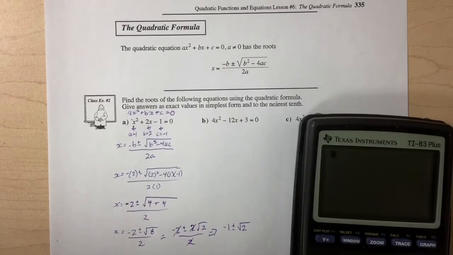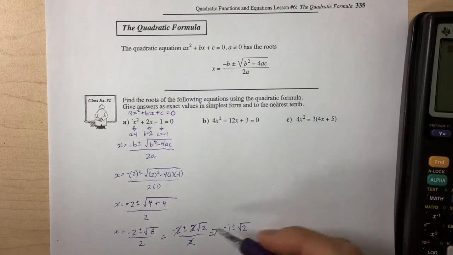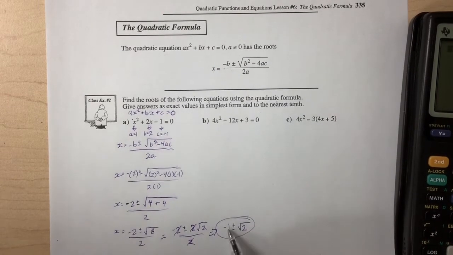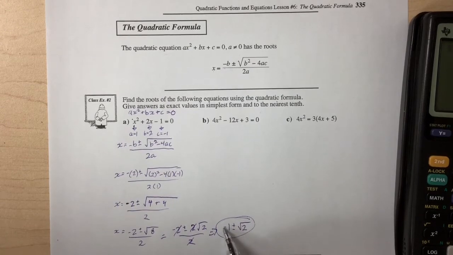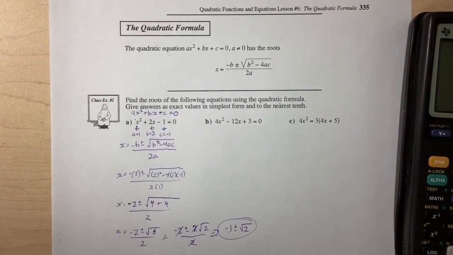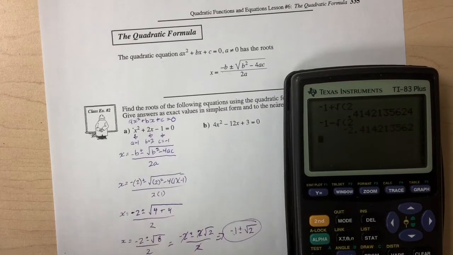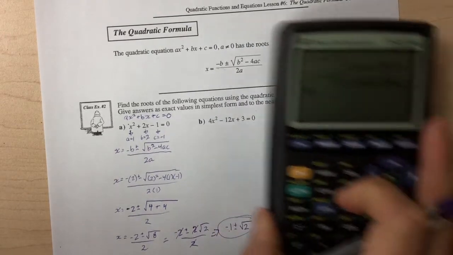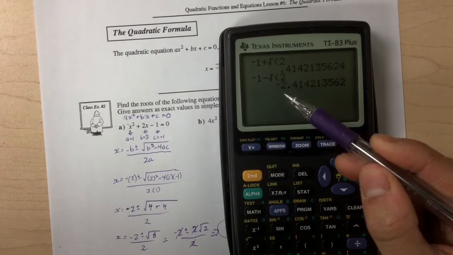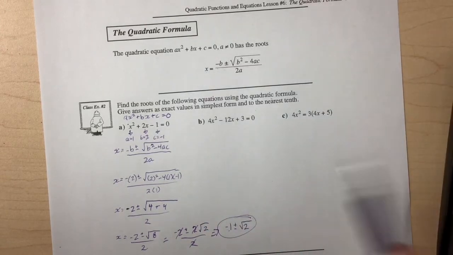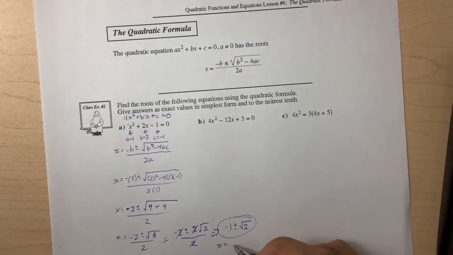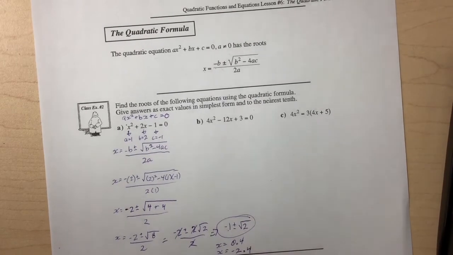And then we plug this into our calculator. My x values are going to be negative 1 plus root 2 and negative 1 minus root 2. If we plug this into our calculators, negative 1 plus the square root of 2, I get 0.414. I also get negative 1 minus the square root of 2. So my two values, if I round to the nearest tenth, are going to be 0.4 and negative 2.4.